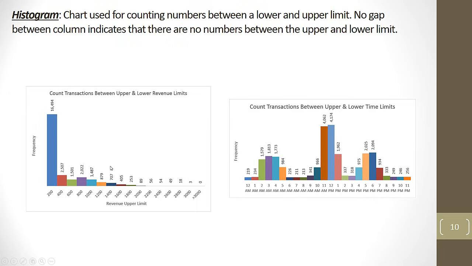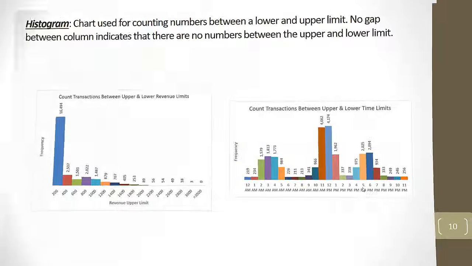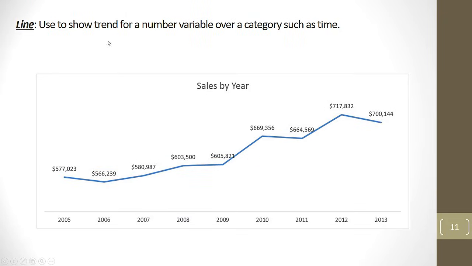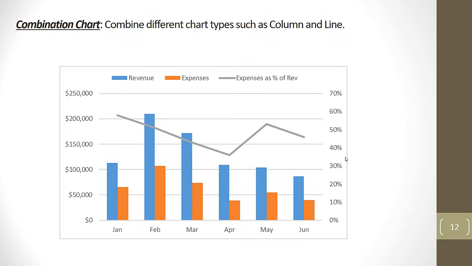And the fact that there is no gap is the visual indicator that no number can fit between any one of these categories. Next chart type, a line chart, shows trend for a number variable over a category such as time. Oftentimes we see what is called a time series. Here we have sales. Certainly we have all seen stock charts where we see how the stock price is moving over time. Next chart is the combo chart.